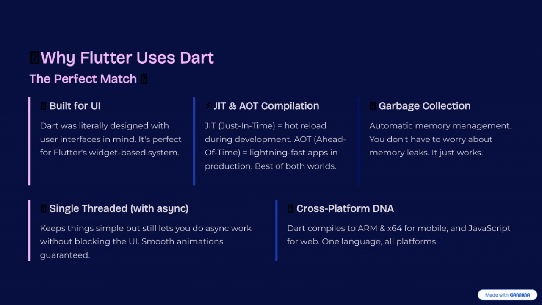It uses JIT, or just-in-time compilation, which enables hot reload during development, so you see changes instantly. And with AOT, or ahead-of-time compilation, your apps are optimized to run lightning fast in production. You get the best of both worlds, quick development cycles and high-performance apps.